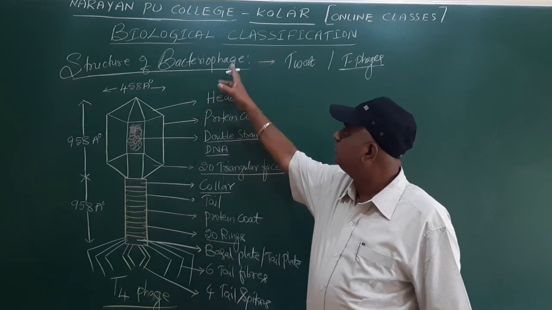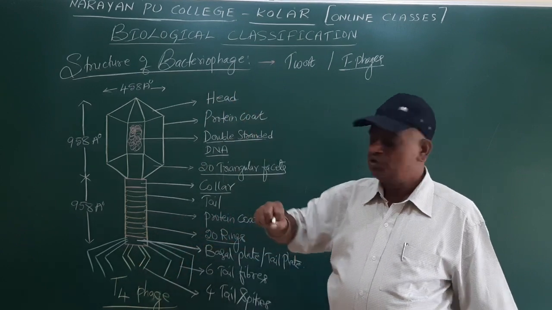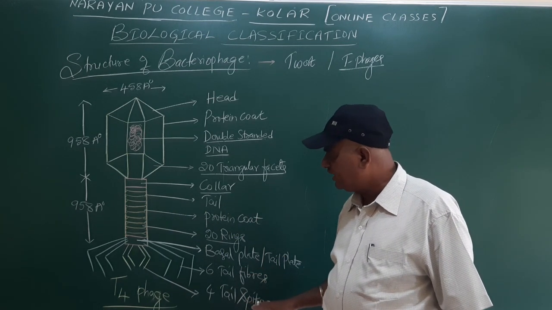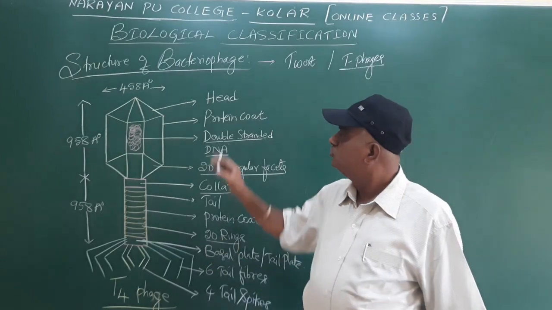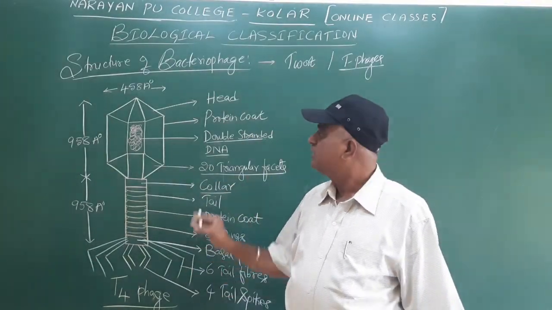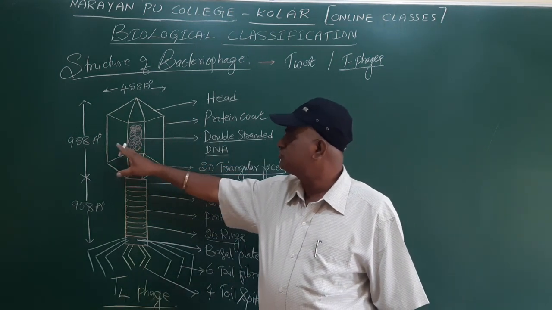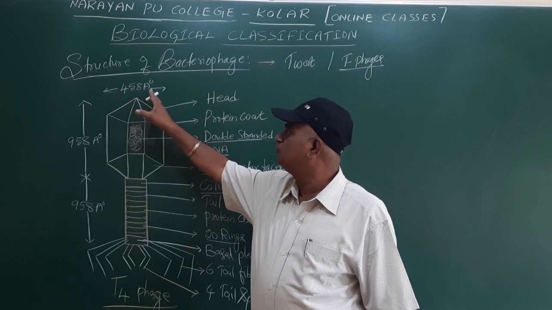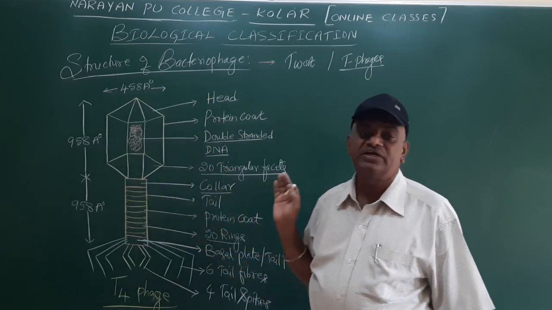So this is how the virus infects bacteria. The bacterial cell is held by the tail fibers and tail spikes, and the virus starts infecting the bacteria. This is called the structure of the bacteriophage. It has a head and tail, with 958 angstroms length and 458 angstroms diameter, and it has double-stranded DNA.